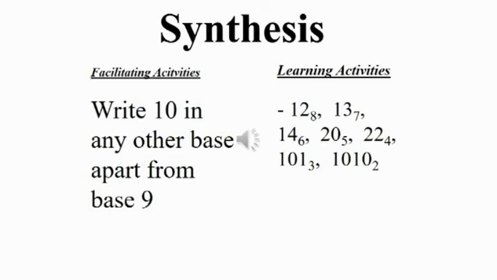And the pupils will write in various bases. For example, 10 could be written as, or some of the pupils may write 12 base 8, 13 base 7, 14 base 6, 20 base 5, 22 base 4, 101 base 3, and 1010 base 2. So this comes to the end of the stage called synthesis.